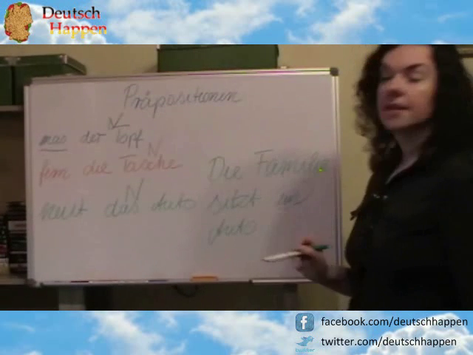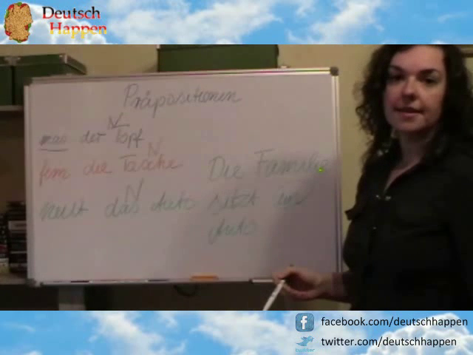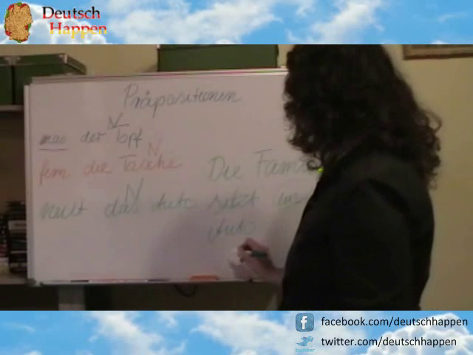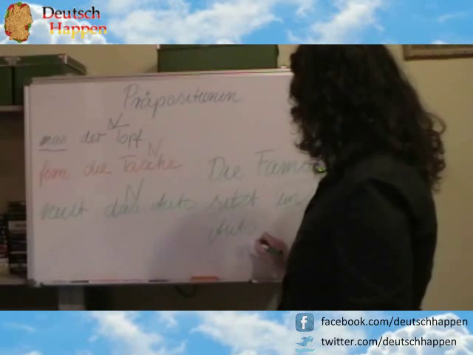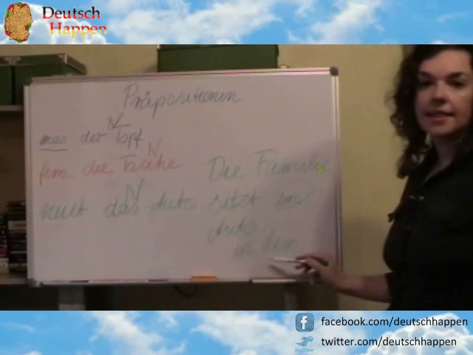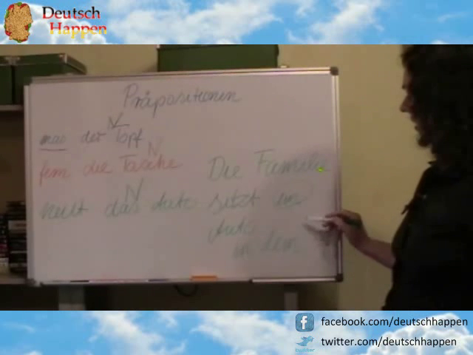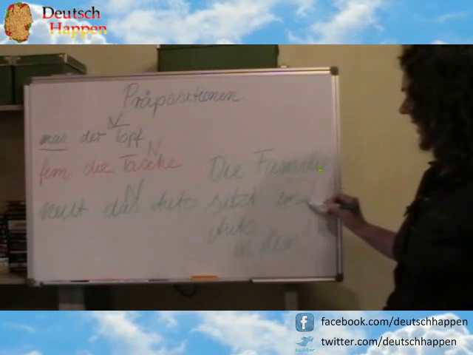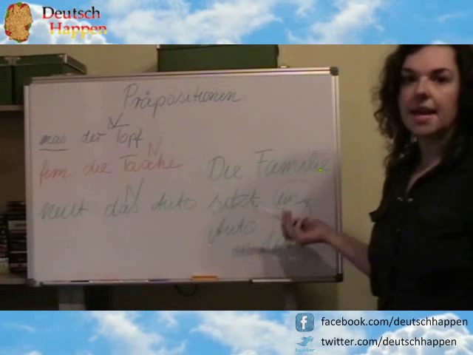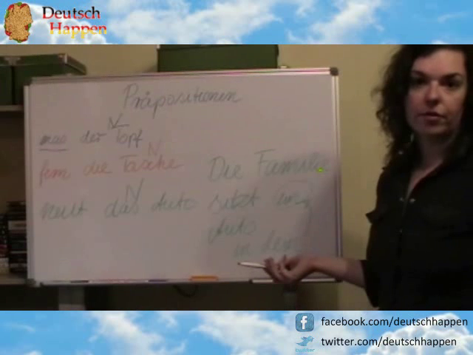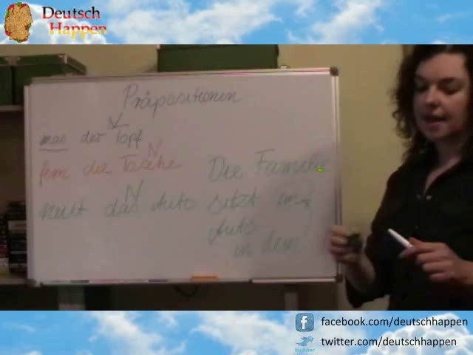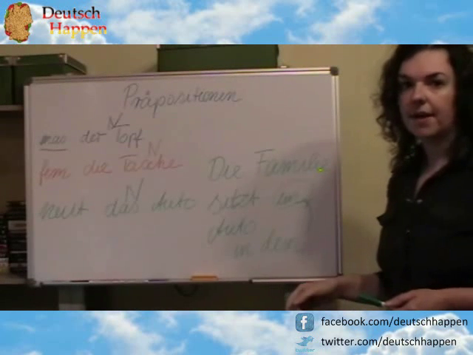Sounds familiar with here, over here, our masculine, right? So we have im again, contraction of in dem Auto. Put it together again to shorten it. In dem becomes im. In dem is also correct, as I said. So the family is sitting in the car. Die Familie sitzt im Auto.